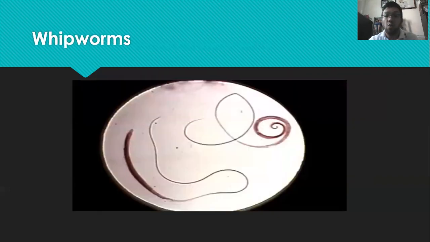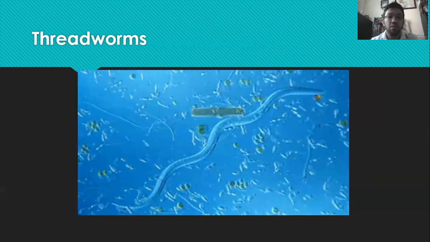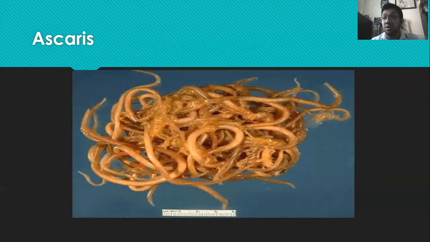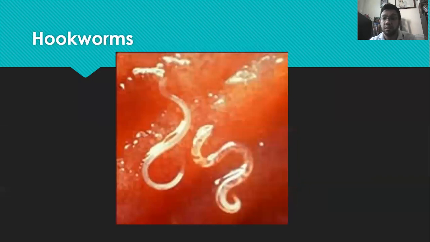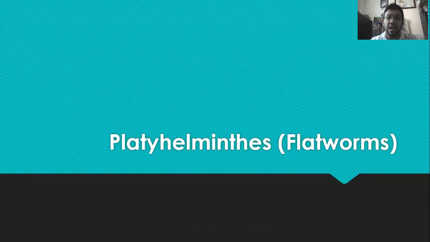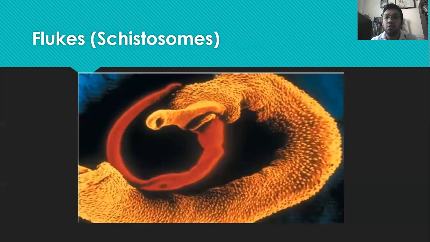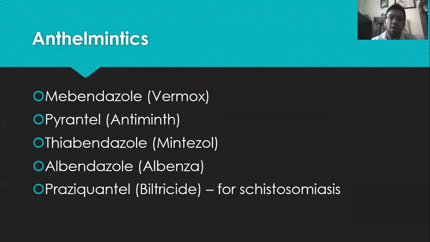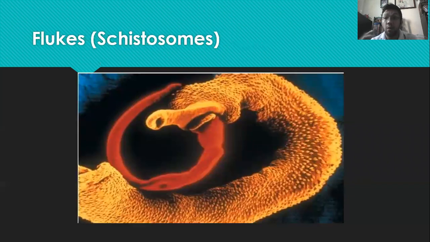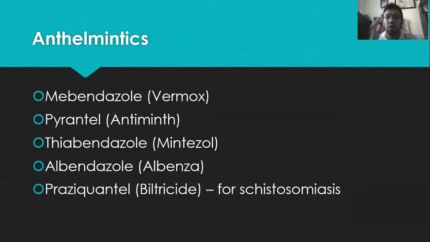We also have whipworms. They look like this. Threadworms, and Ascaris, which is the most common form of roundworm that a patient can be infested with. Hookworms. Then we go to the platyhelminths, the flatworms: the cestodes, tapeworms, and flukes or schistosomes. You will study more of this in microbiology. We'll focus more on the drugs here, while microbiology and parasitology cover the parasites.